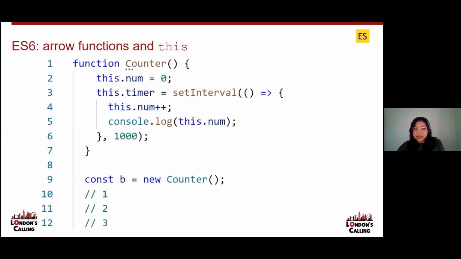And the way to fix it is replacing the function in line number 3 with an arrow function. In that case, this arrow function will look into its context and see, is there a variable declared here that I can use? And yes, there is, because it's in line number 2. And then it's going to do what I intended it to do in the first place.